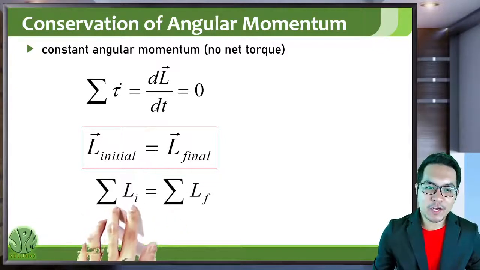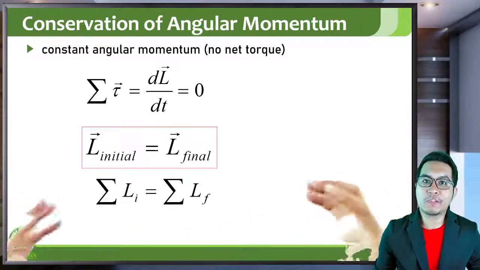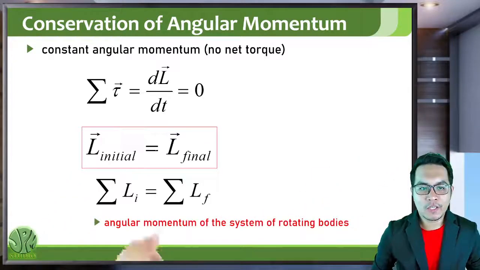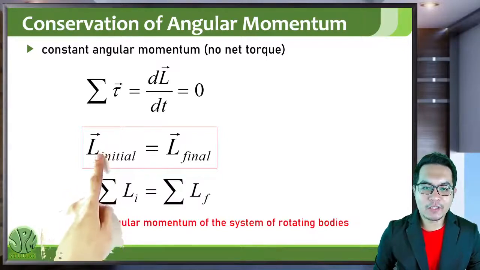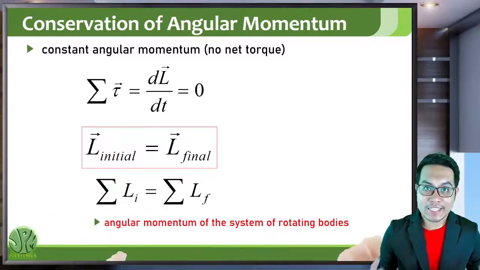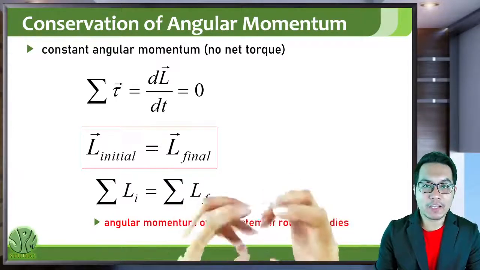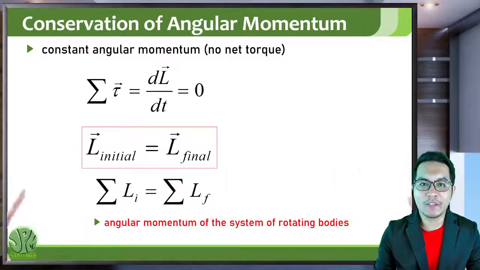It could be a summation of the angular momenta of different masses or different bodies or different objects. So the angular momentum here that is conserved is the angular momentum of the system of rotating bodies. If there are many rotating bodies in the system, then you have to add all of their angular momenta.